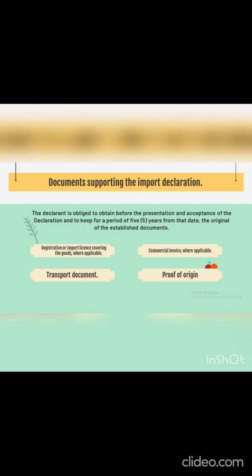These documents are the registration or import licensing covering the goods, where applicable, and the commercial invoice, where applicable, and the transport document, and the proof of origin indicated in the respective commercial agreement, and the documents relating to the conditions of direct shipment, transit, and transshipment, where applicable, or certification of non-preferential origin where required, and the health certificate and those other documents required by special rules when applicable, and the packing list where applicable, and the other documents.